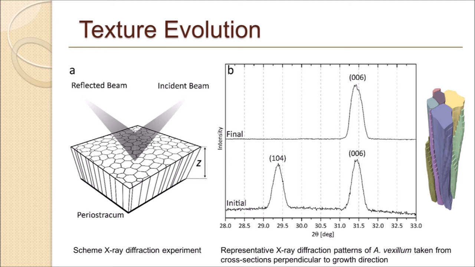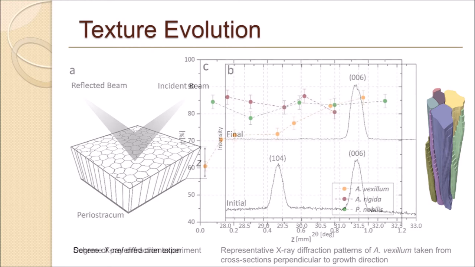Examples of diffraction patterns taken from the prismatic layer in Atrina vexillum are presented here. During the initial stages of formation of the prismatic layer, we can see here the 104 and the 006 diffraction peaks have nearly equal intensities. At final stages, only the 006 diffraction peak is present. This suggests a much higher degree of preferred orientation.